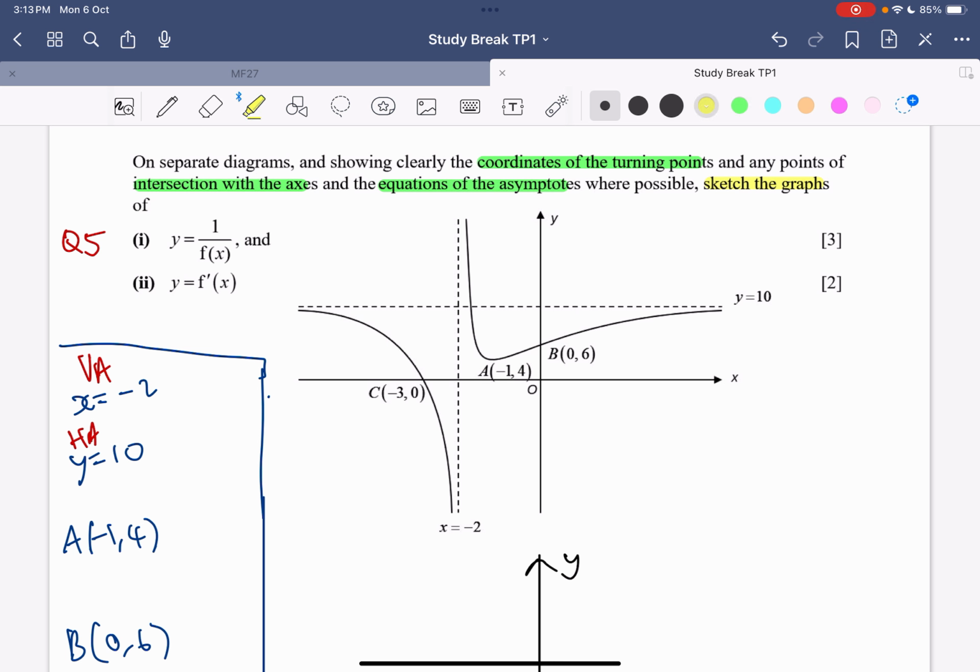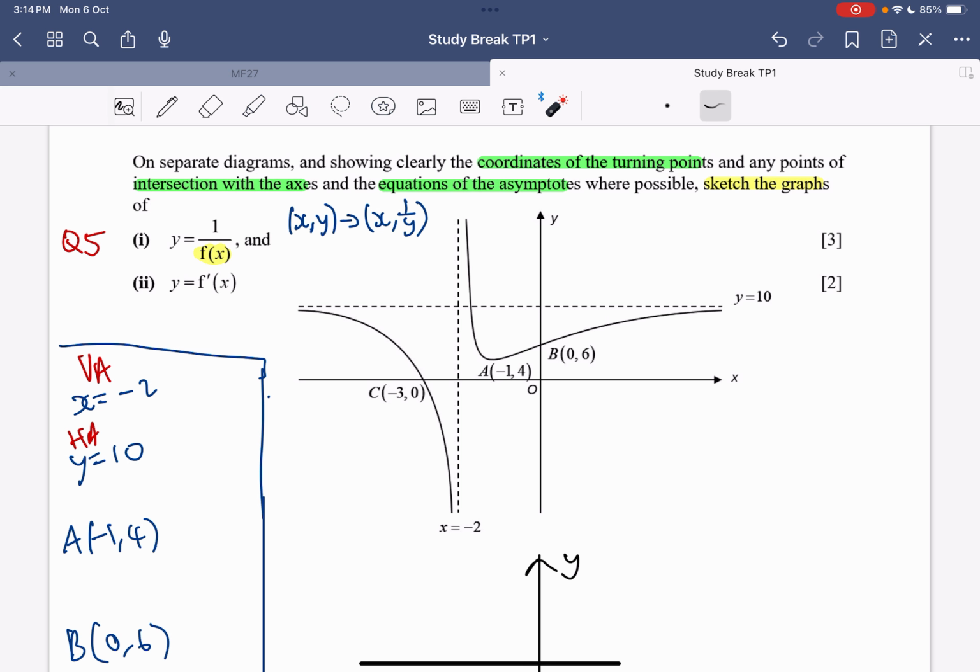So the first one is a reciprocal graph, and you have to recall that this means that every coordinate (x, y) on the original graph is now going to become (x, 1/y). So all these y values are going to change. Notice there's no sign change, so whatever is positive remains positive, whatever is negative will remain negative. Now there'll be special cases where when the y is 0, we then get an undefined point, and that will also refer to the asymptote.